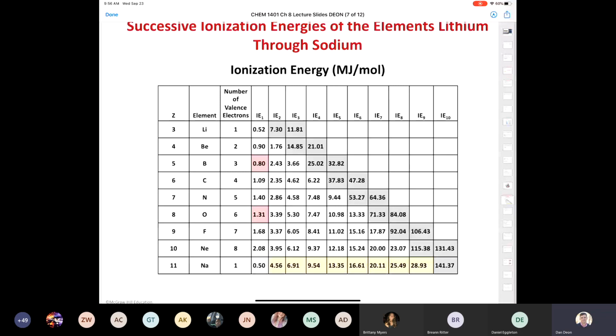Let's pick, I don't know, let's pick oxygen, okay? So we'll pick oxygen. And if we write out the electron configuration of oxygen, oxygen is 1s2, 2s2, and then we have 2p4. So that means it has how many valence electrons? It's got 1, 2, 3, 4, 5, 6. These are valence electrons. Okay, and then it's got 2 core electrons.